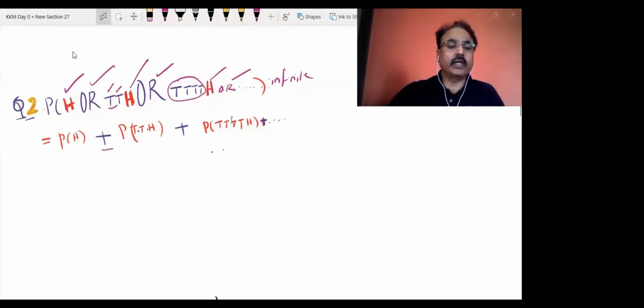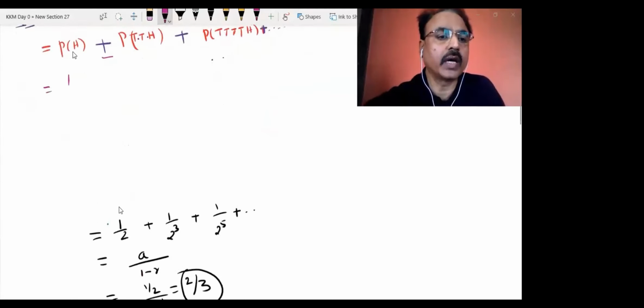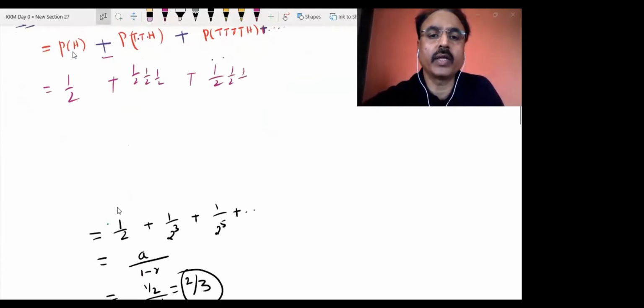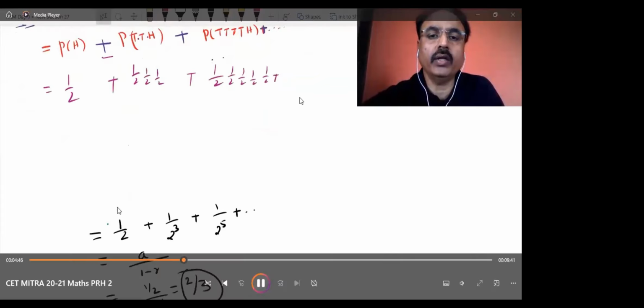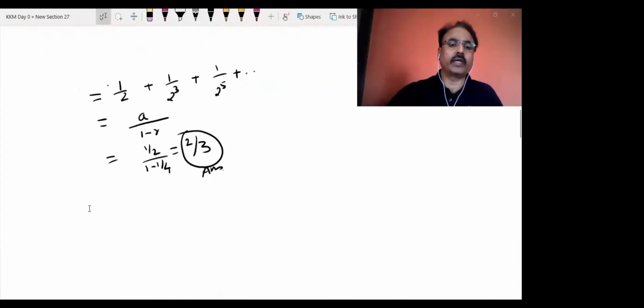So what is the answer then? Probability of H is half, probability of tail is also half. So looking at that, this is the probability. Probability of this is half. This has 3 probabilities, half into half into half. It has 5 totally, and so on. So here one half is there, here 3 times half is there, here 5 times half is there. Next will be 7 times half. So I have listed it here.